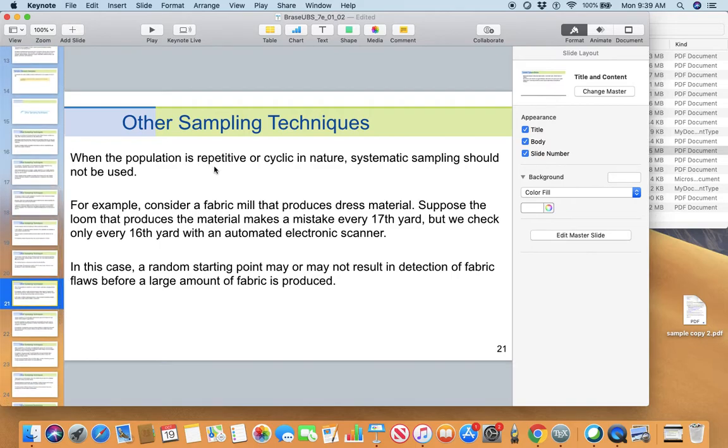When the population is repetitive or cyclic in nature, systematic sampling should not be used. For example, consider a fabric mill that produces dress material. Suppose the loom that produces the material makes a mistake every 17th yard, but we check only every 16th yard with an automatic electronic scanner. So we are checking every 16th yard and we miss the 17th. In this case, a random starting point may or may not result in a detection of the fabric flaws before a large amount of fabric is produced.